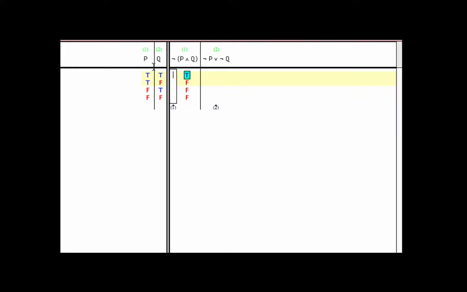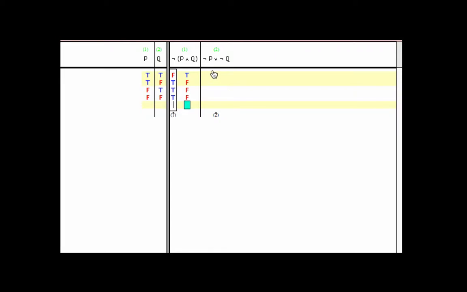What do we know about the truth definition of negation? The negation's value is always the opposite value of the sentence negated. Hence, not true is false, not false is true, and so on down the line.